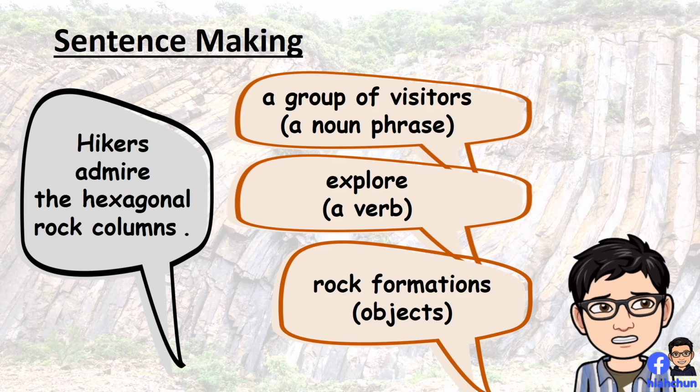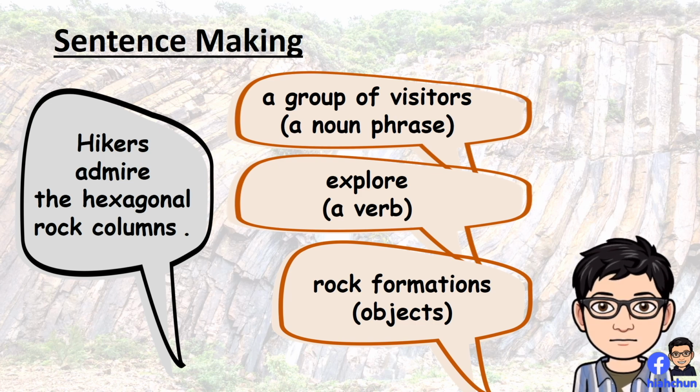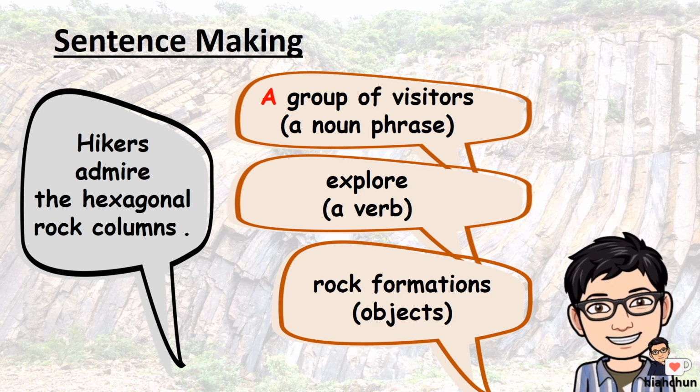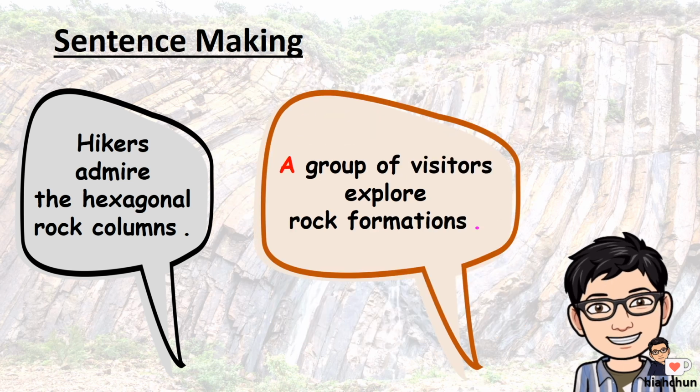Let me try. Firstly, a sentence needs a capital letter at the beginning. Therefore, I change the article a to a capital letter A. Then, a sentence needs a punctuation mark at the end. Therefore, we put a full stop after the objects, rock formations. A group of visitors explore rock formations.